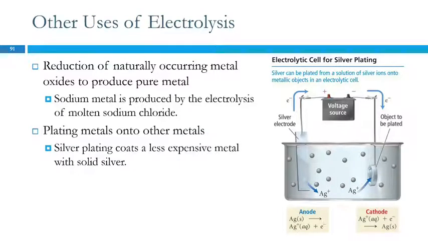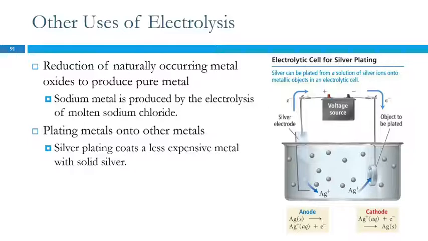Other uses of electrolysis. Most metals occur naturally as oxides. And so you don't just find sodium metal sitting around. And so if you want the metal, then one way that you can get it is by electrolysis. So sodium metal is produced by the electrolysis of melted sodium chloride.